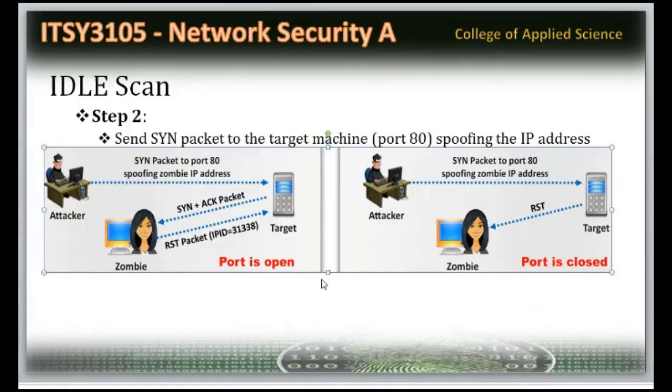Sync packet to port number 80. Now the attacker is sending a sync packet to port number 80 in a genuine way. I want to establish a TCP connection. I'm sending a sync packet. Now I have to get the acknowledgement and sync. The attacker should get the acknowledgement and sync.